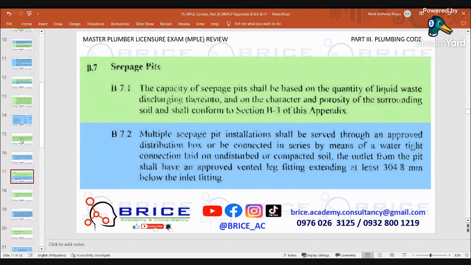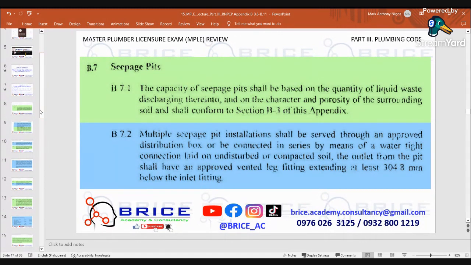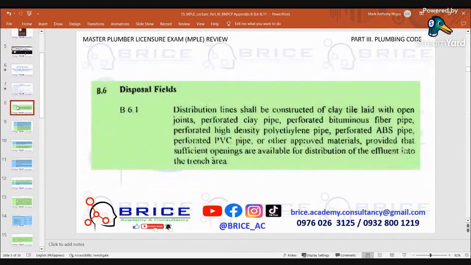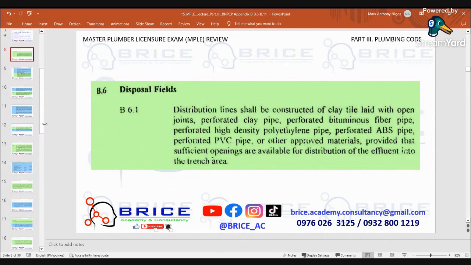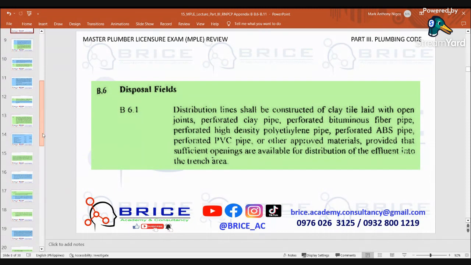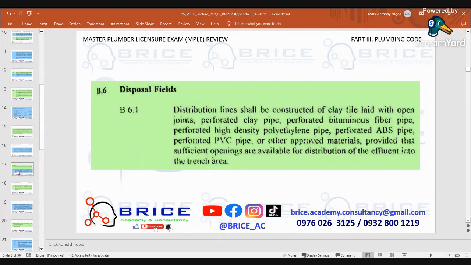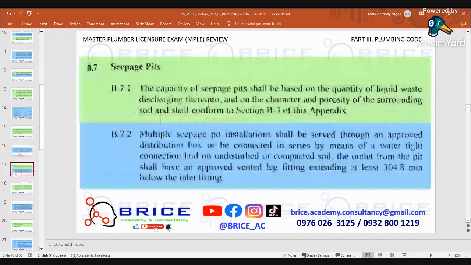Yan, B.7, seepage pit style. So, yun kagaya nung sinabi ko kanina, no? Hopefully, magkaroon tayo ng separate topic ito sa disposal field na pinapakita yung dun sa appendix, no, yung mga dimensions. But for the meantime, let us read muna what is written in this code.